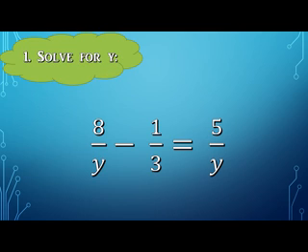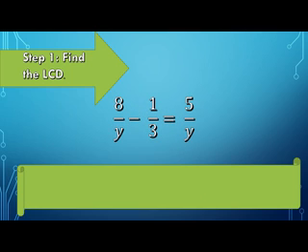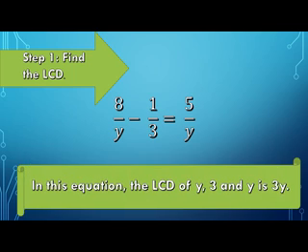Number 1. Solve for y. 8 over y minus 1/3 is equal to 5 over y. So the first step is step 1, find the LCD. The given is 8 over y minus 1/3 is equal to 5 over y. In this equation, the LCD of y, 3 and y is 3y.